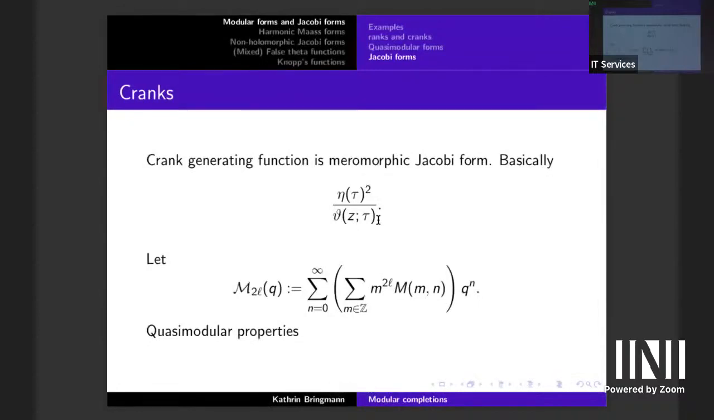Now we're interested in moments of those. So those come about when you differentiate the crank generating function with respect to your Jacobi variable. And one can show, because this is a Jacobi form, that one has quasi-modular properties.